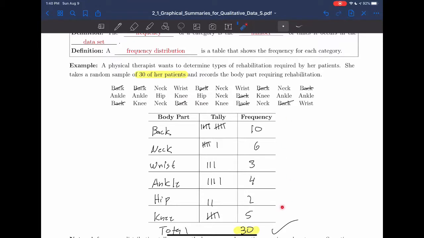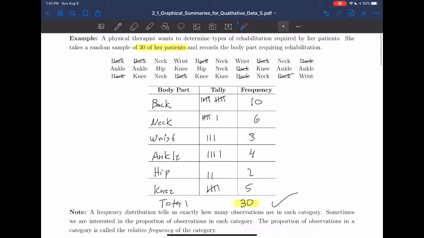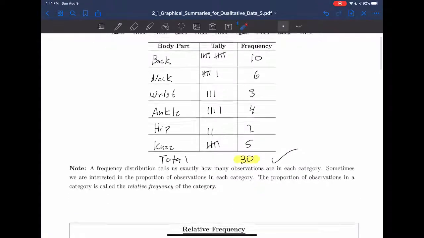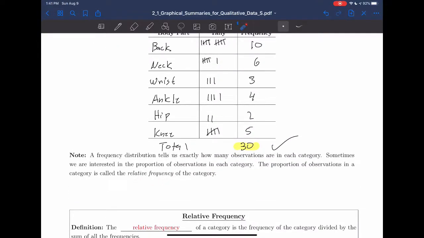So this is a frequency distribution, and it tells you how often each category pops up in your data set. But that doesn't really tell you a lot, because what a lot of people want to know is, what does this number mean with respect to everything else? So what is the proportion? That actually tells you a lot more. And what people often do is make a relative frequency distribution, which we're going to go over next.